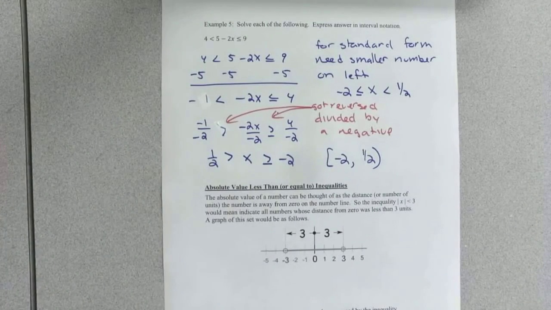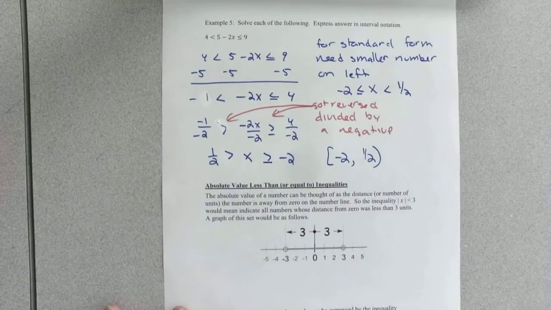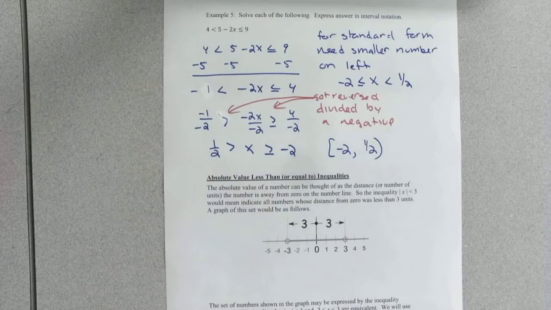Okay, our last topic in this section is absolute value inequalities. We're going to have to break this down into two types of absolute value inequalities: absolute value less than inequalities, and then after this, absolute value greater than inequalities.